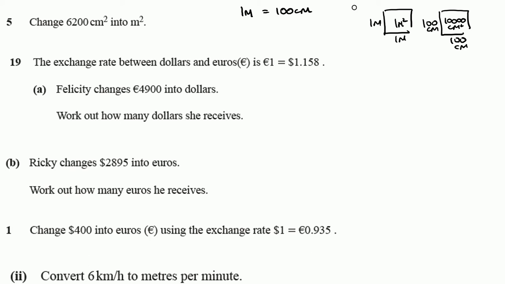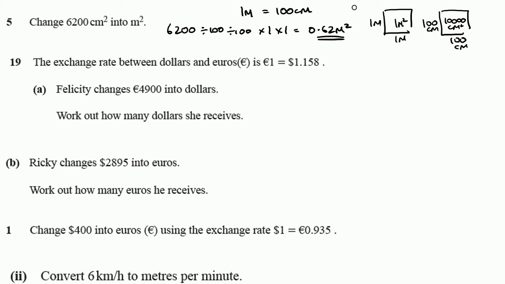So to get away from my centimeters, I've got to divide by 100. But I've got to divide by 100 twice because it's squared centimeters. To get into meters, I've got to times by 1, and technically I'd have to do that twice as well. So 6,200 divided by 100 divided by 100 times by 1 gets us 0.62 meters squared.